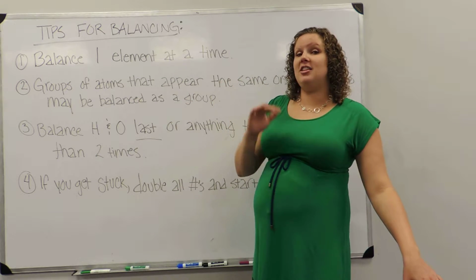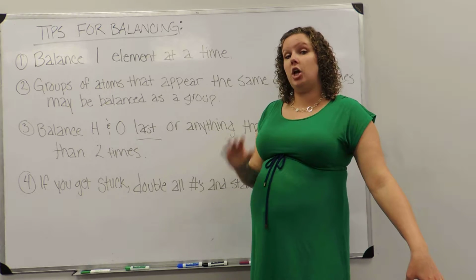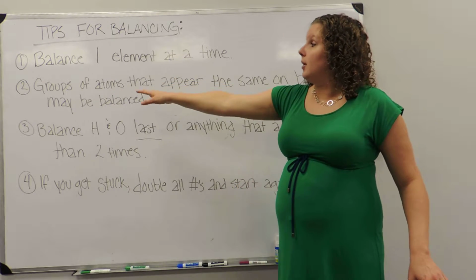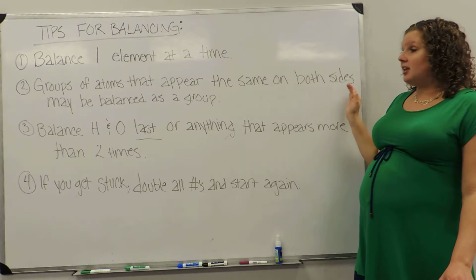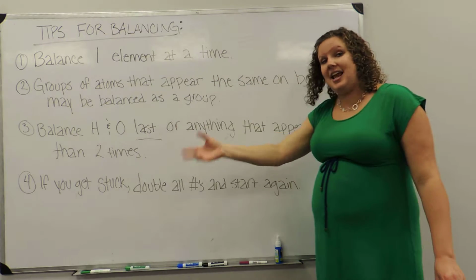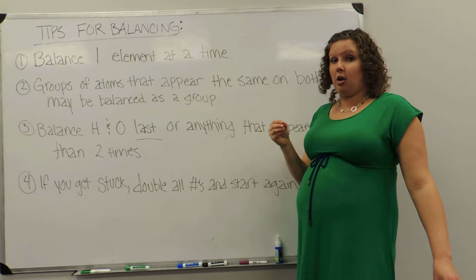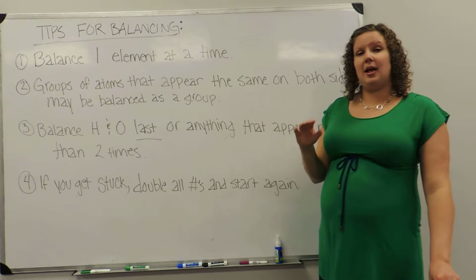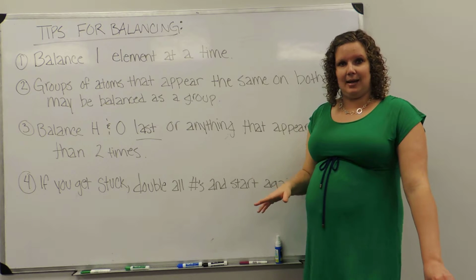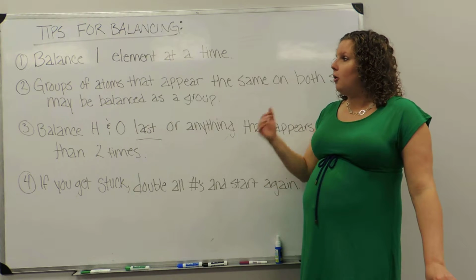Number 2, and really the way Apologia organizes it, number 2 will play a bigger factor in Module 7 than in Module 6, but I wanted to go ahead and introduce it. Number 2 says groups of atoms that appear the same on both sides. That means in the reactants and in the products, they're grouped together. They don't split up. They can be balanced as a group. I think that'll make more sense in the examples I give in my second video.